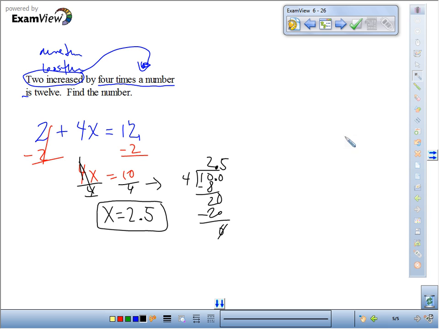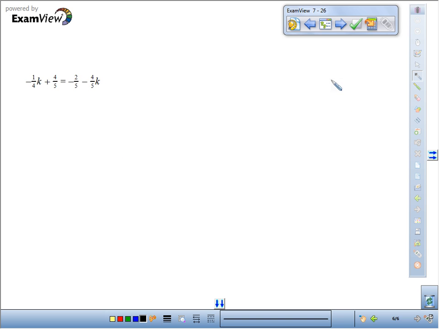Yeah, some of them are wrong. Number 7. It says negative 1/4 k plus 4/5 equals negative 2/5 minus 4/5 k. So, in order not to work with fractions, we need to find our LCD, our least common denominator. What is our least common denominator? 20. That means we need to multiply everything times 20.